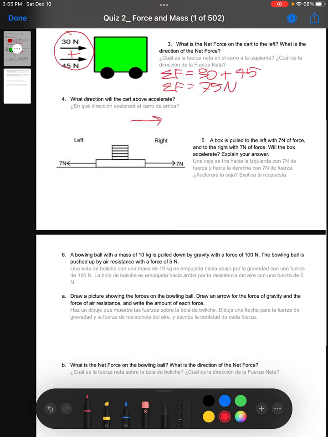Let's look at question 5. A box is pulled to the left with 7 newtons of force and to the right with 7 newtons of force. Will the box accelerate? Explain your answer. Well, these forces are acting in opposite directions, so the net force equals 7 minus 7, and so that equals 0. Will this box accelerate? It will not, because the forces are balanced.